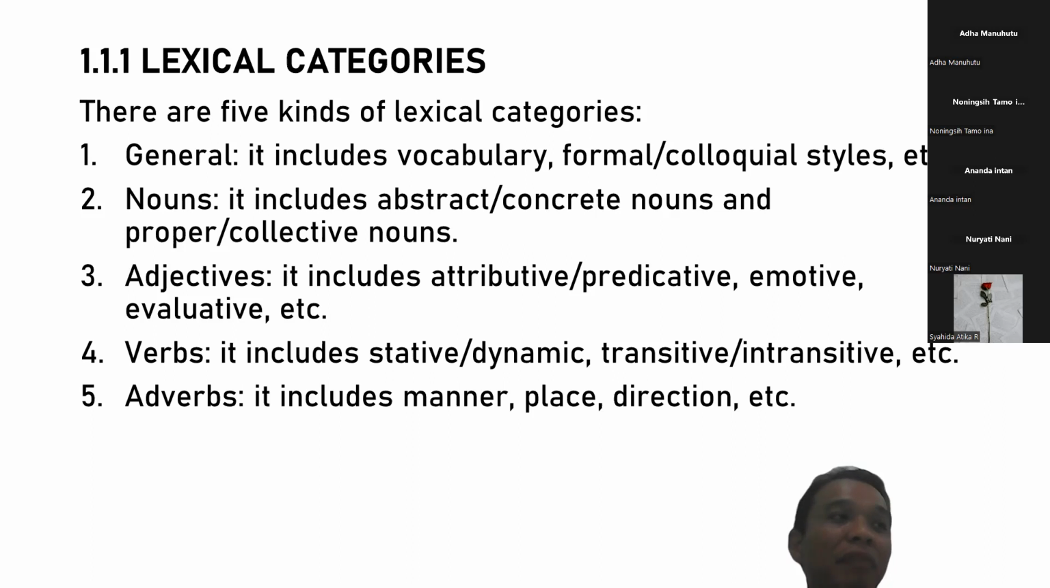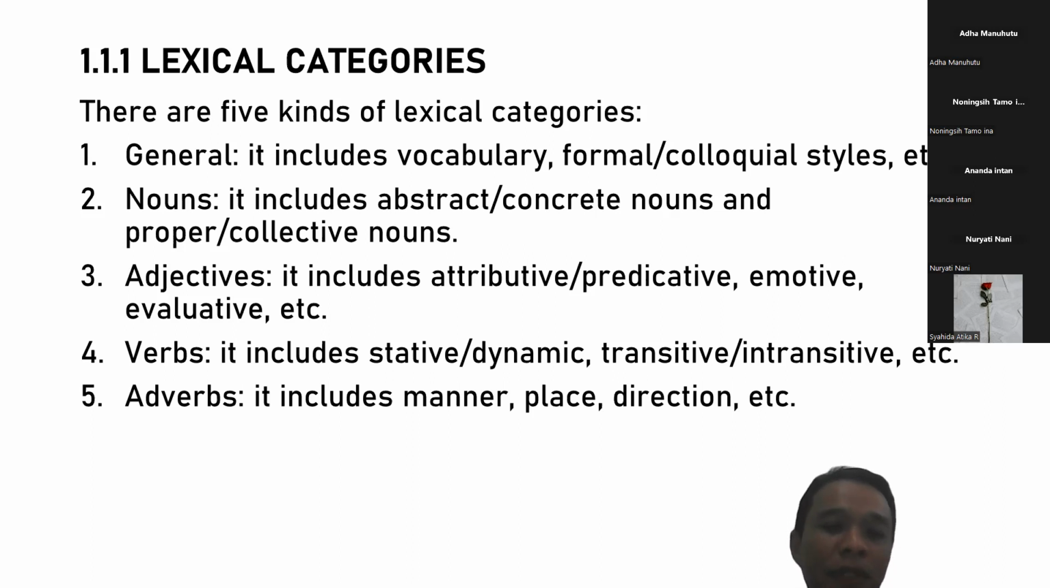Link verb or copula. Emotive, emotion. For example, okay, that's your homework. Please find out what is emotive adjective. Evaluative, angry, emotive, evaluative. Okay, please check what is the cluster of evaluative adjective.